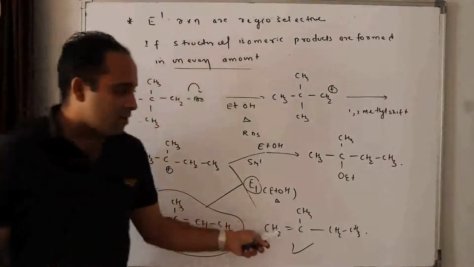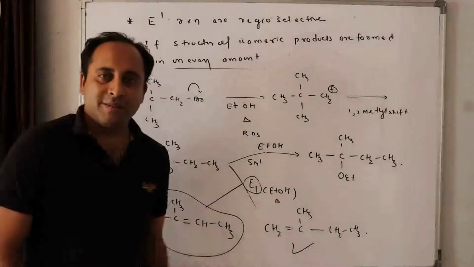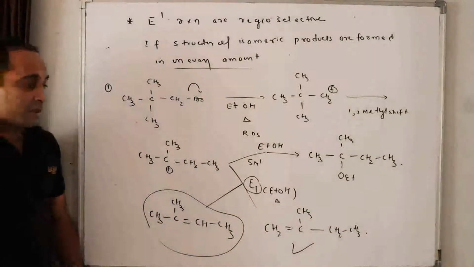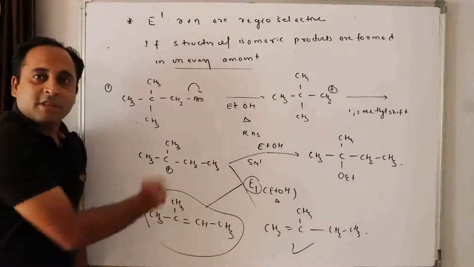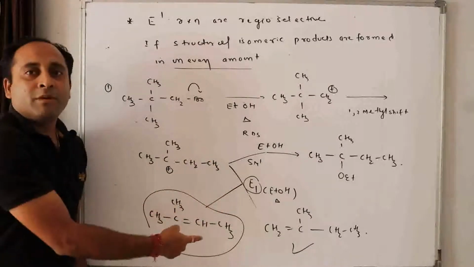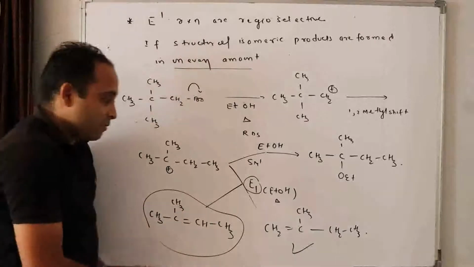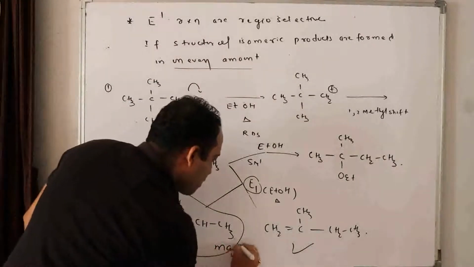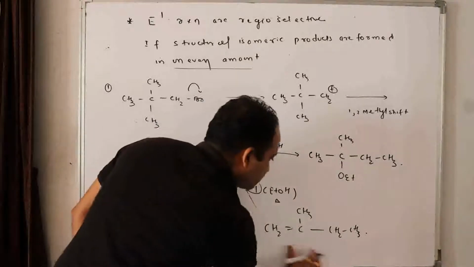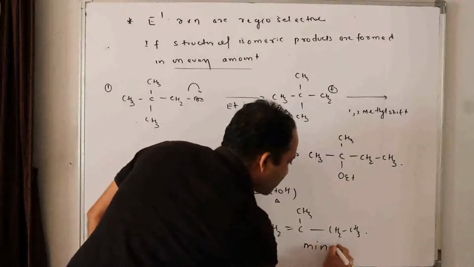Can this be cis and trans? No, because here hydrogens are similar. Do you understand now? So this is regioselective. Isomers are formed, structural isomers are formed, but in uneven amount. This is more because this is major, and this is minor. Done.